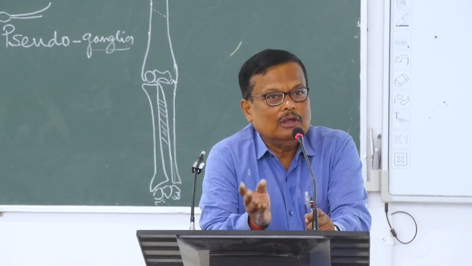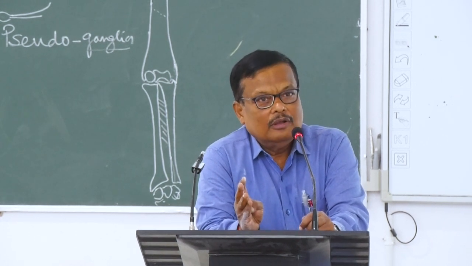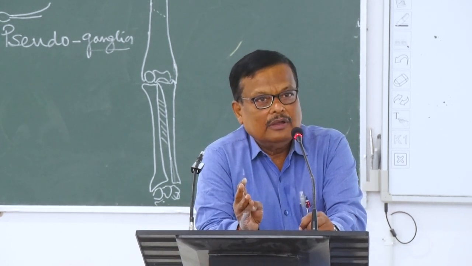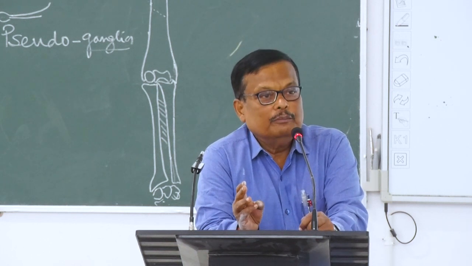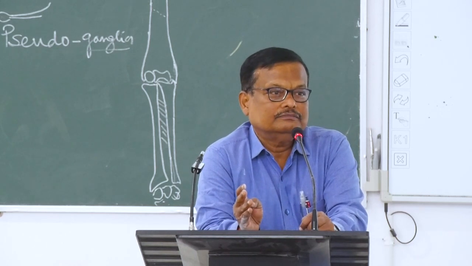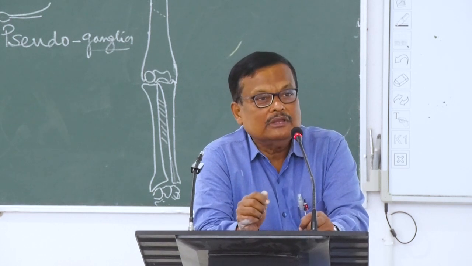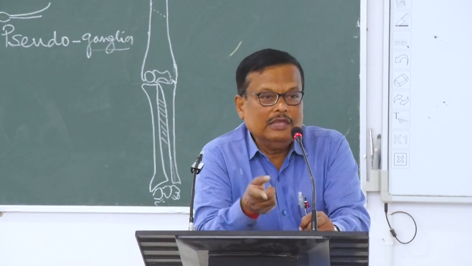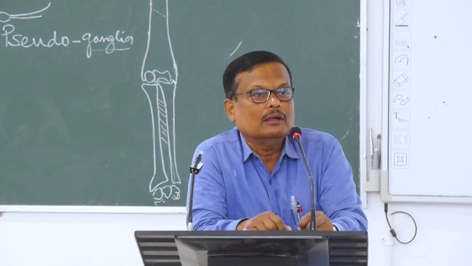What are the branches of the medial cord? Let me recapitulate: medial pectoral nerve, medial cutaneous nerve of the arm, medial cutaneous nerve of the forearm, right? Medial root of median and ulnar. So what should the root value of the ulnar nerve be? C8, T1. But in the book you will see the ulnar nerve root value is C7, C8, T1. How?